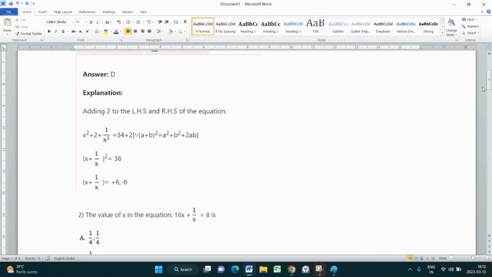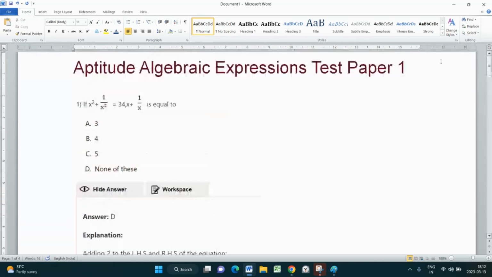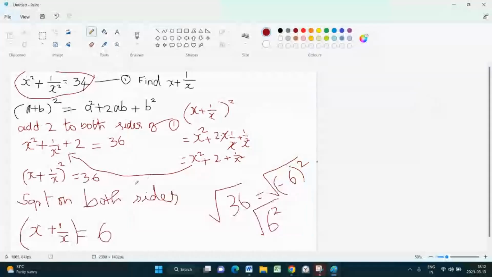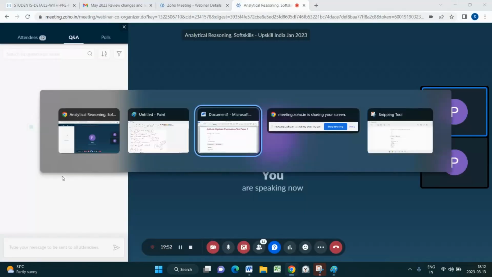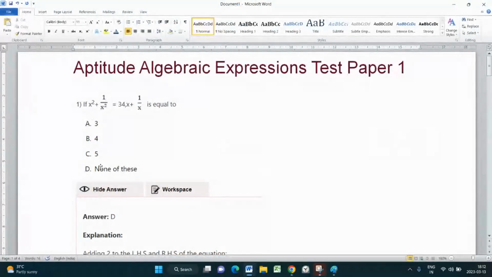What are they asking? They ask us to find the value of x plus 1 by x. We need not find the value of x. We have to find the value of x plus 1 by x. x plus 1 by x can be plus 6 or minus 6. Which option is that? None of these. Options 3, 4, 5 are there, but 6 is not given. So none of these is the option.